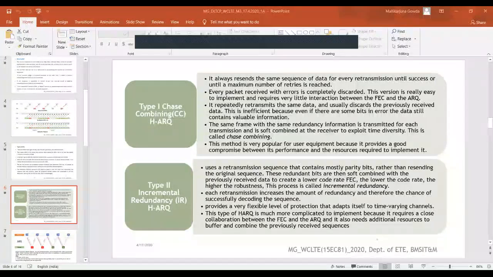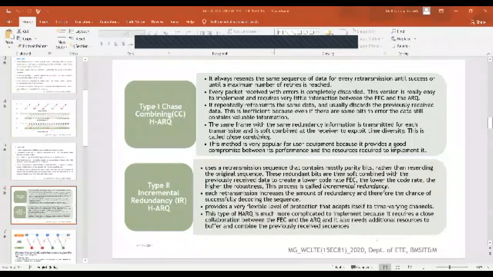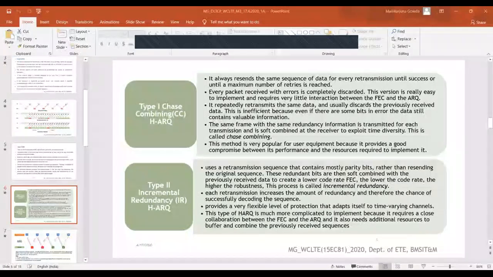Since this method repeatedly retransmits the same data and discards the previously received data, I can say this is somewhat inefficient, because even if there are some bits in error, that still contains valuable information that will be lost. This we call type 1. In the same frame, the same redundancy information is transmitted for each transmission, and it is soft combined at the receiver to exploit the time diversity. So this is known as chase combining.